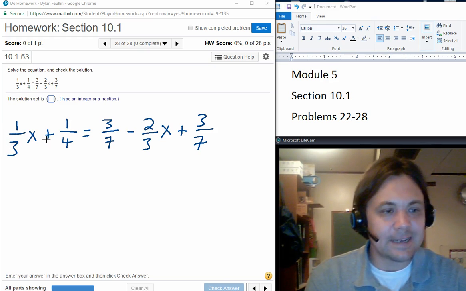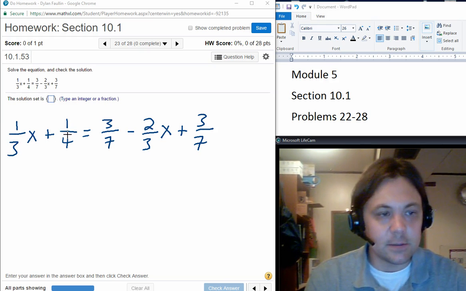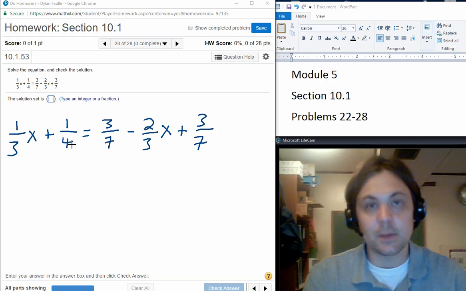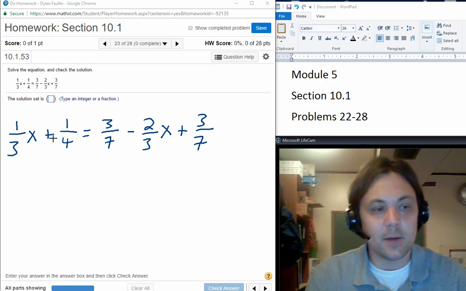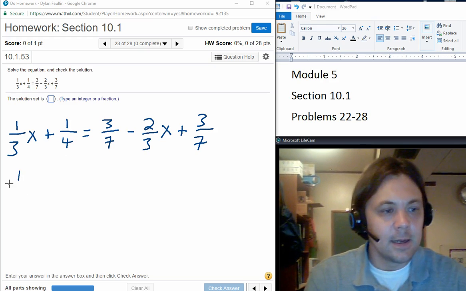The left-hand side, there's nothing we can really do here. We have these two terms. One of them has an x, one of them doesn't, so they're not like terms, so I can't combine these together. So I can't simplify these. So I'm just going to copy them down.